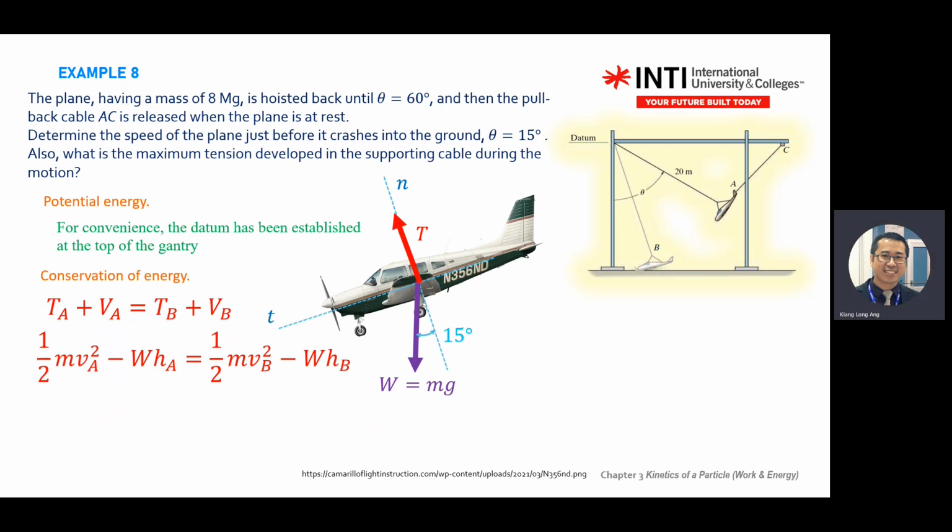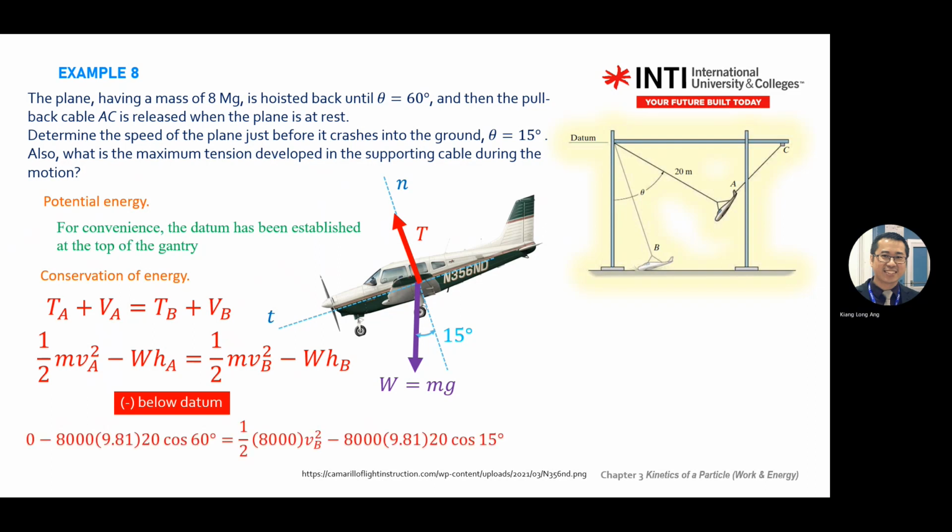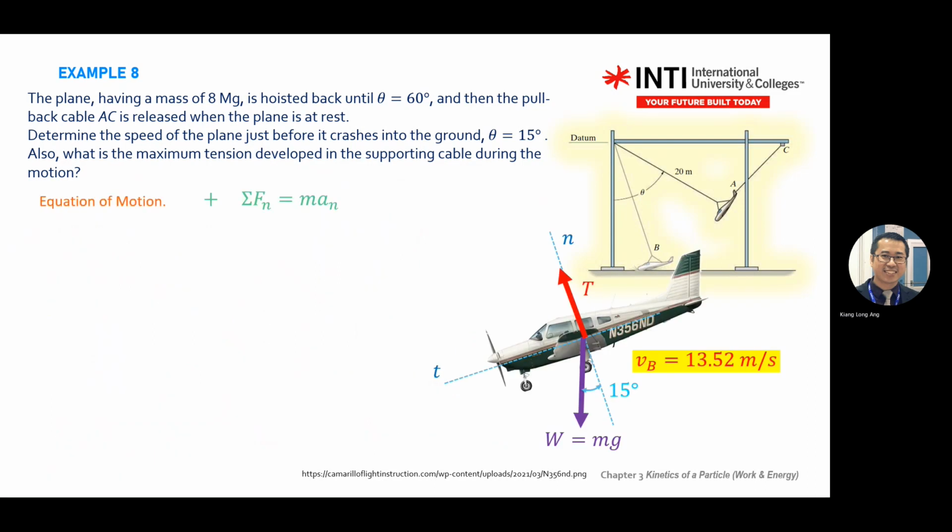Any questions so far for this one? Then you substitute all the values, you find your v_B. Okay. v_B squared, you have two answers, positive and negative. Choose the positive. Then use the equation of motion because you need to find the tension. Just now you haven't found the tension. Go back to the free body diagram. F equal to ma. Don't use all the force equals 0. That one is for static. In dynamics, you need to equal to ma.